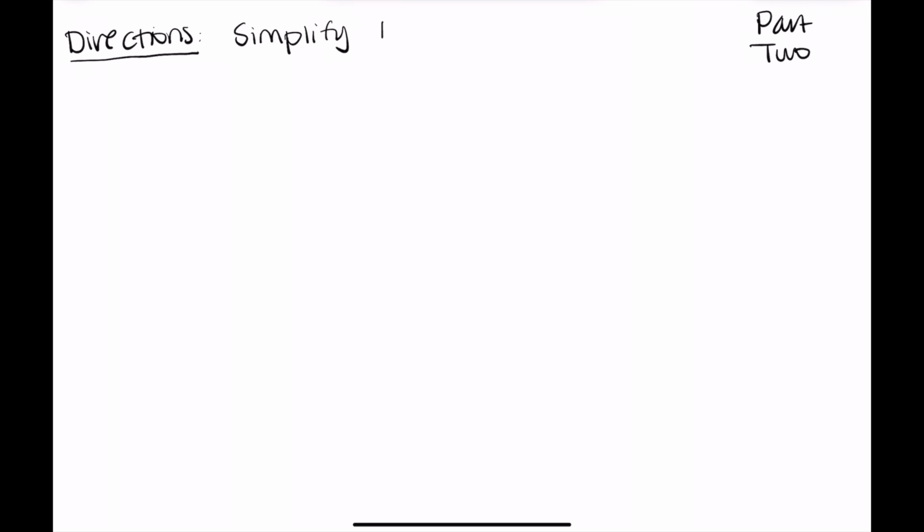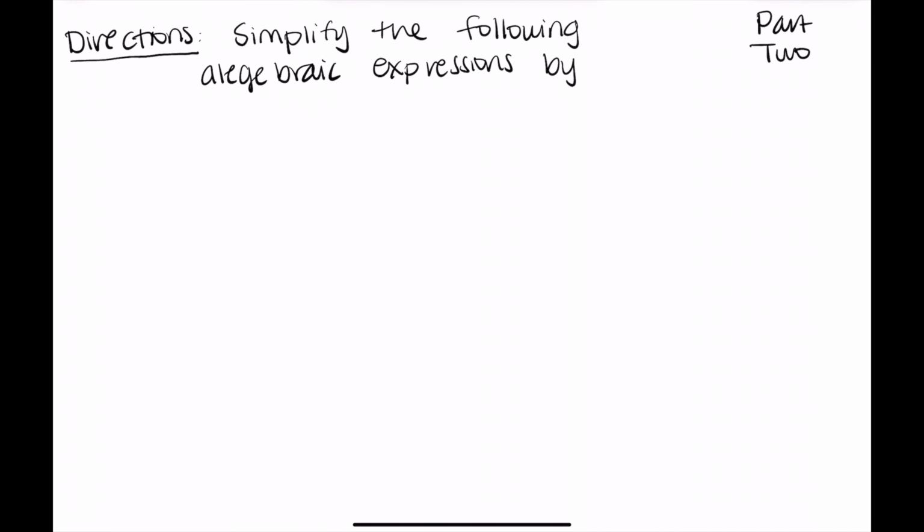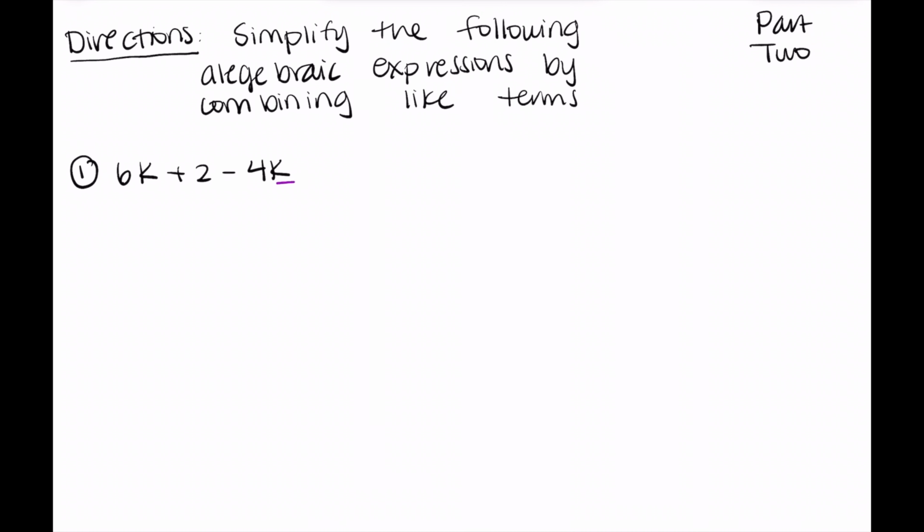For part 2, the directions say to simplify the following algebraic expressions using combining like terms. And what is a like term? A like term is two terms that are alike, whether it be that they have the same exact variable or that they are two constants that could be added or subtracted together. That's how we will be combining things. So we'll see this in our examples.